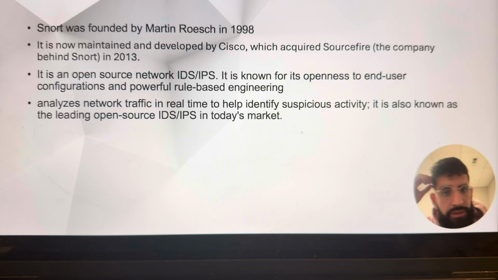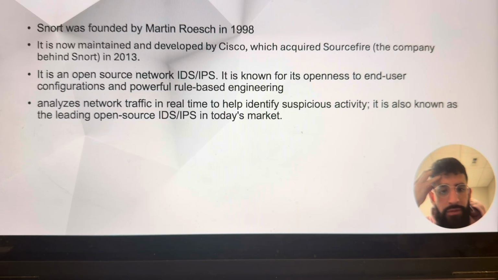Snort is a pretty cool one. It was founded by Martin Roesch in 1998. It is now maintained and developed by Cisco, which acquired Sourcefire, the company behind Snort, in 2013. It is an open source network IDS/IPS. It is known for its openness to end users, configuration, and powerful rule-based engine.